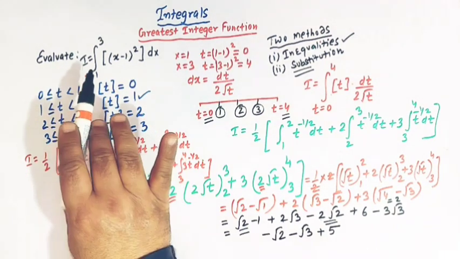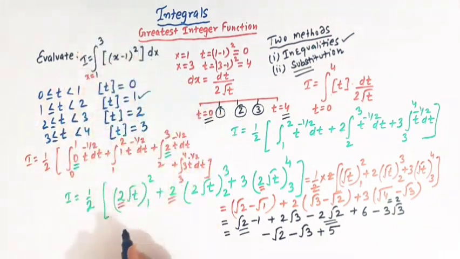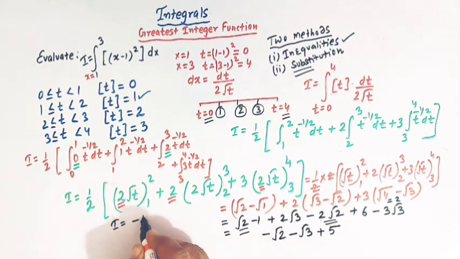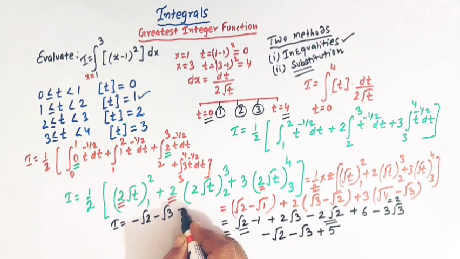So viewers, the value of this integral I is equal to minus 2 root 2 minus root 3 plus 5, right? So this is how, by the definition of greatest integer function and other concepts, we can solve these kinds of integrals.